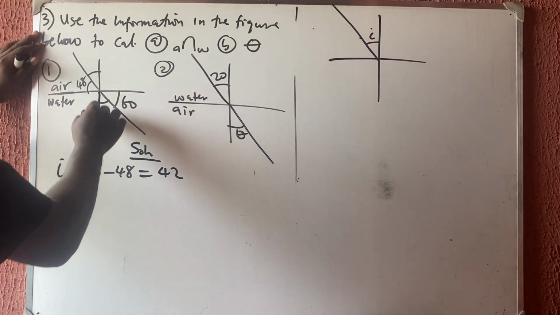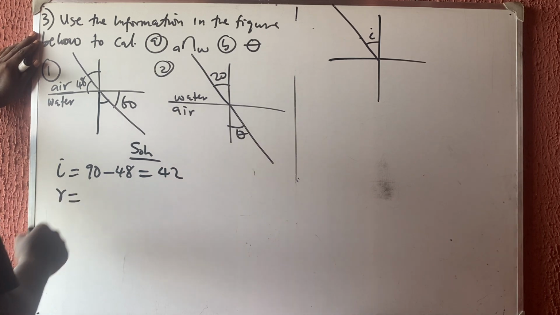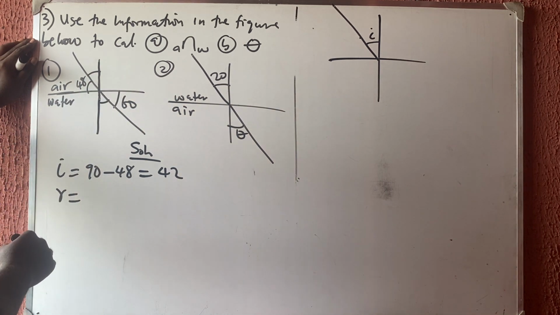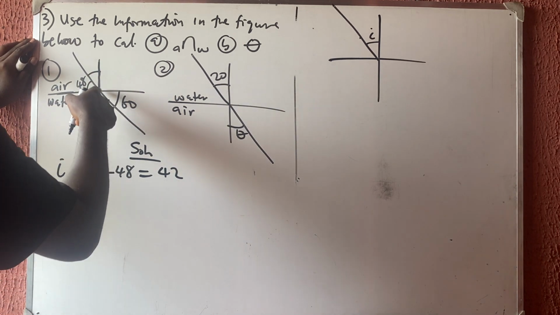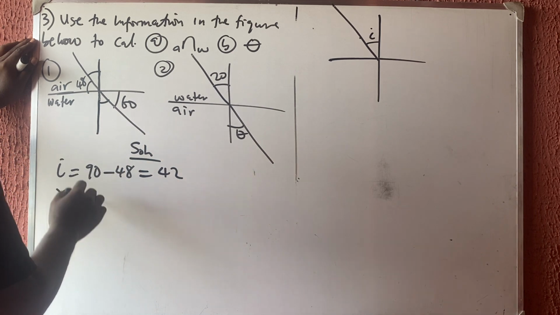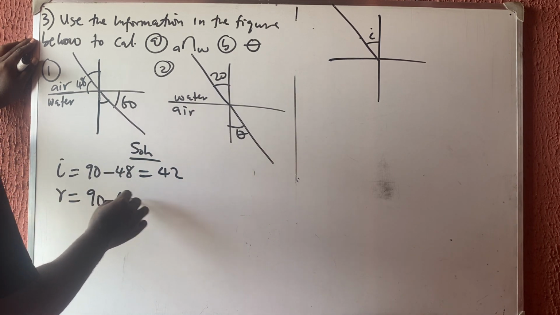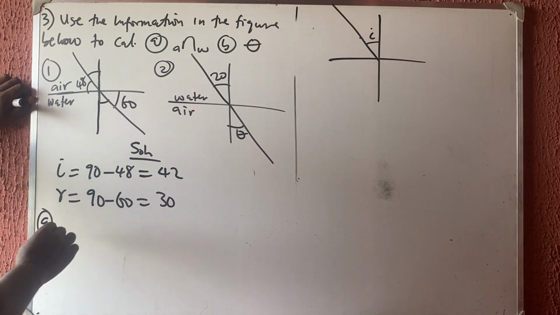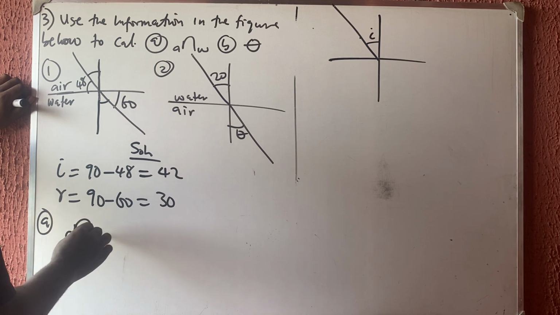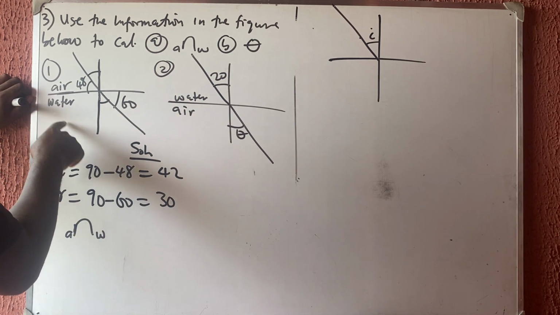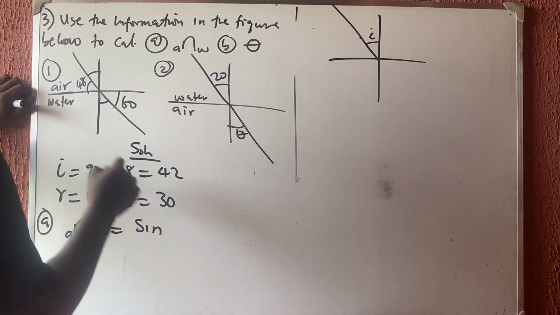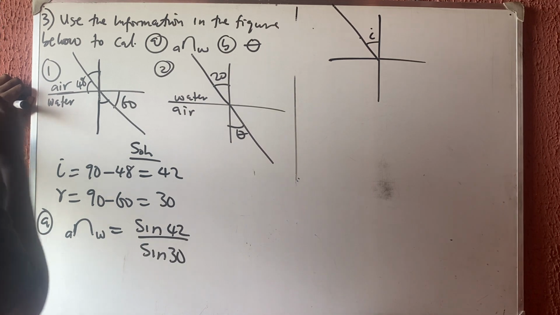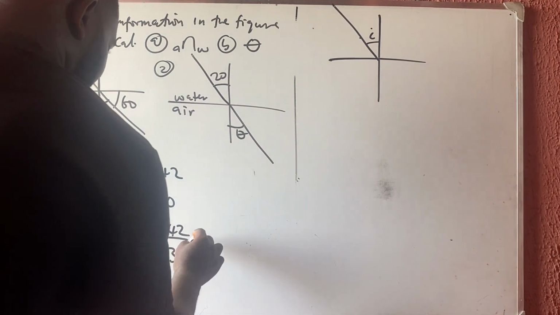So my refracted angle R, don't mind my tongue, please. My refracted angle R is the angle the refracted ray makes with the normal. So it's going to be 90 minus 60, which is 30. All right. So therefore, the question says I should calculate my n of A W, that is from air to water, which is the sine of incident, which is 42, divided by the sine of refraction, which is 30.